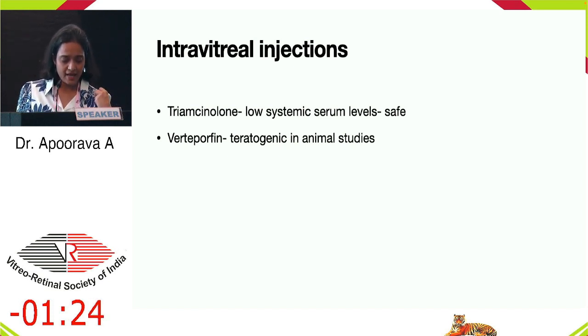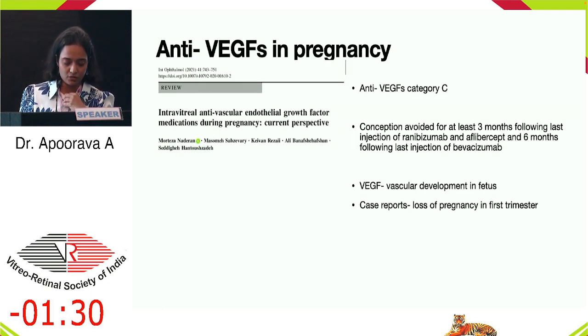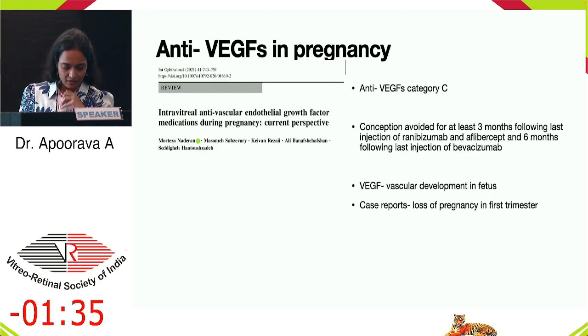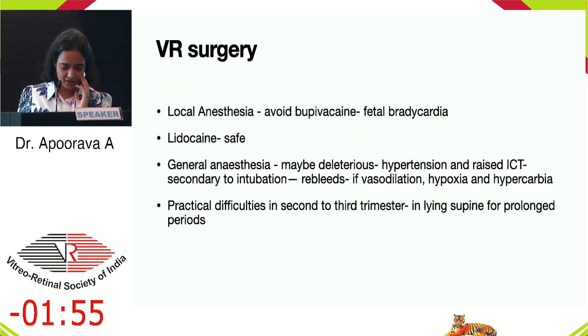Intravitreal triamcinolone injection has low systemic serum levels and is generally safe. Verteporfin has shown teratogenicity in animal studies. Just one point, conception is avoided for at least 3 months following the last injection of ranibizumab and aflibercept, and 6 months following the last injection of bevacizumab. Anti-VEGF can cause vascular development in the fetus to be affected, and there are reports of loss of pregnancy in the first trimester with anti-VEGF therapy.